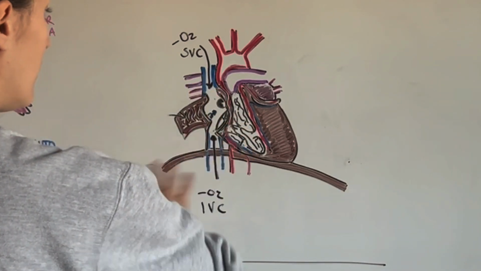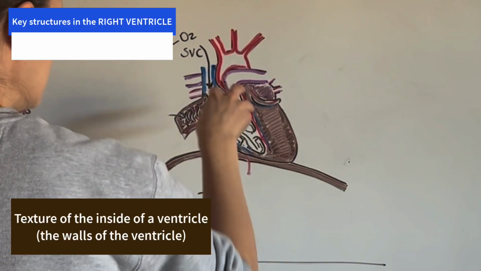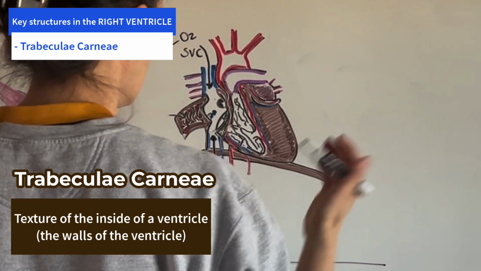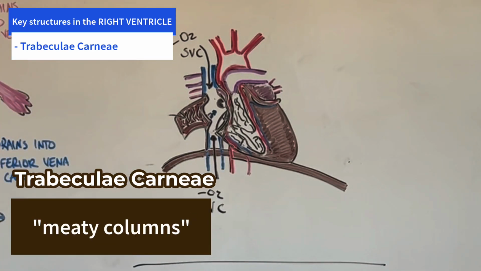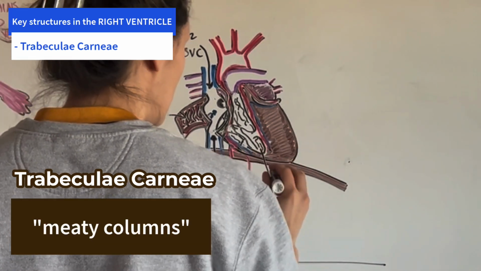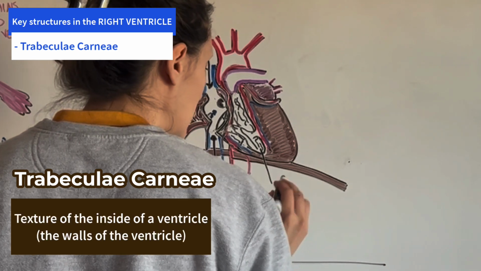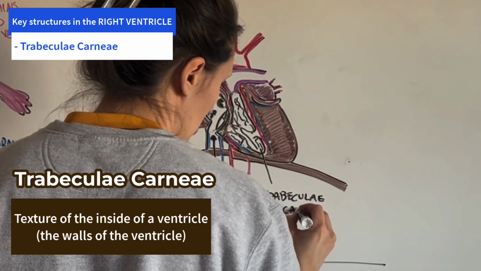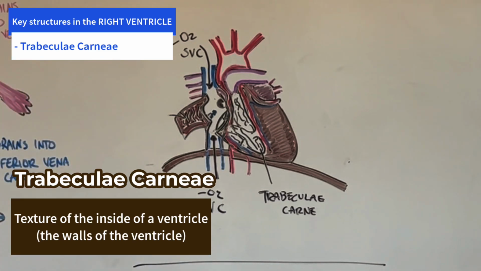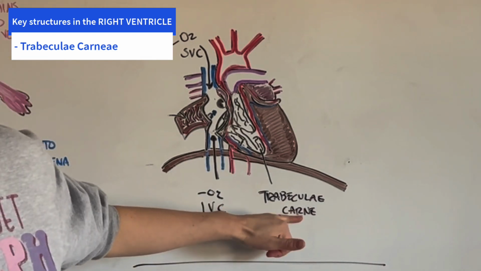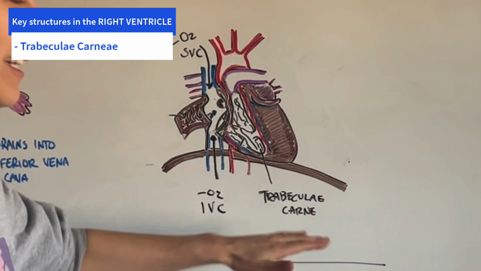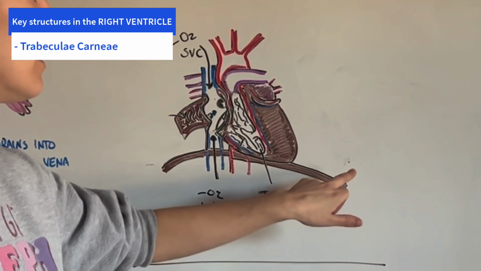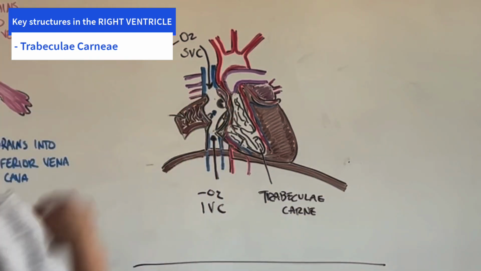We call the texture of the inside of a ventricle trabeculae carneae, like meaty columns. That's literally what it means. The texture of the inside. Think texture. Trabeculae carneae. When I taught that to my students at school, they kept saying carne asada. I'm sorry, but if it helps you remember it, try it. Trabeculae carneae, meaty columns. That's what's in there.